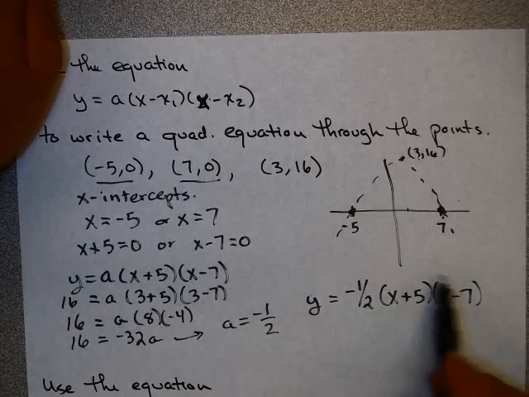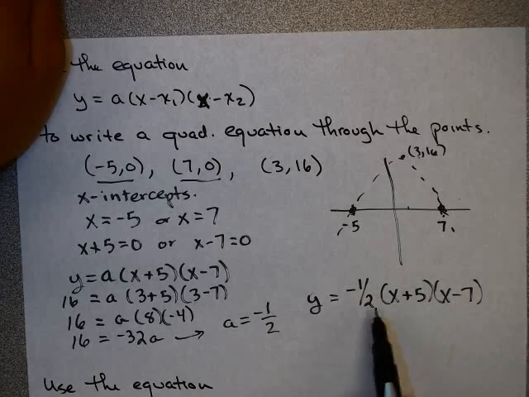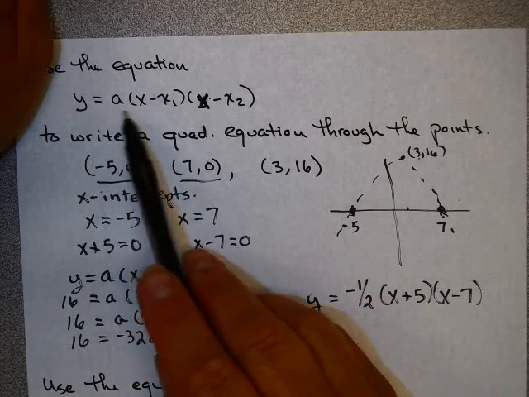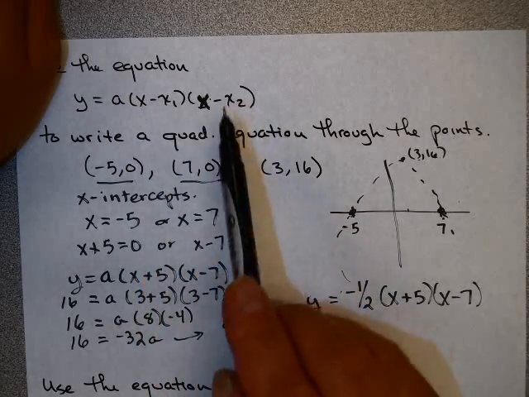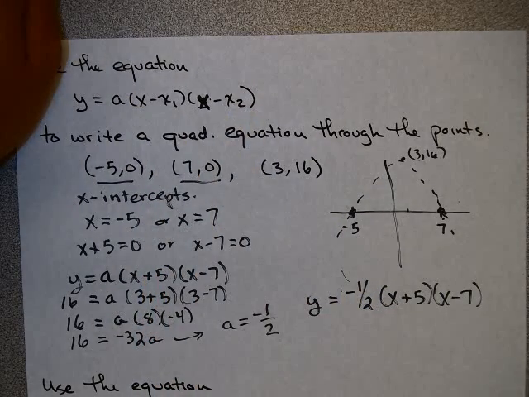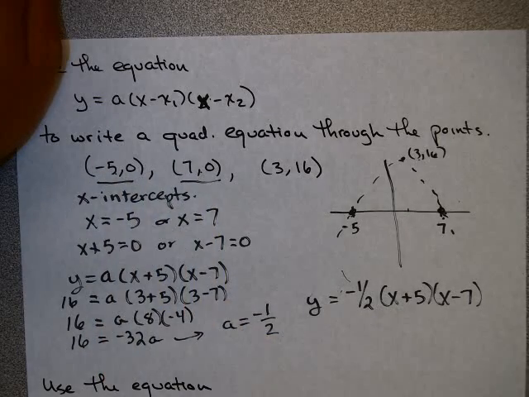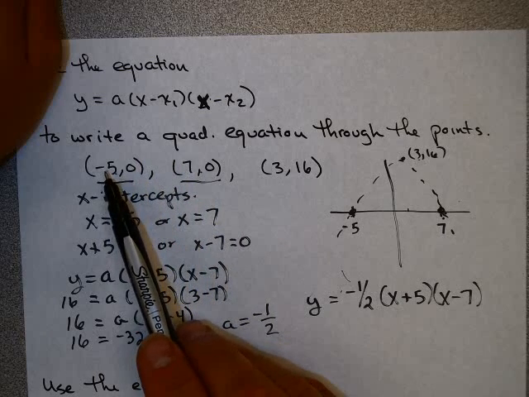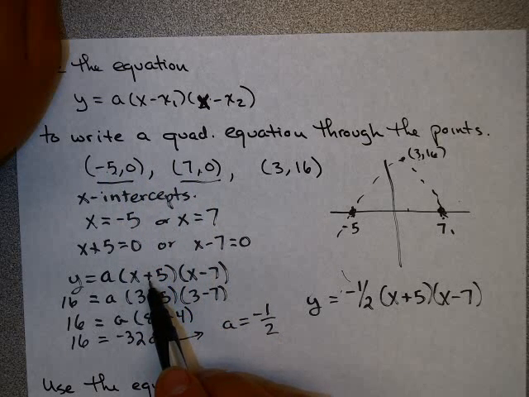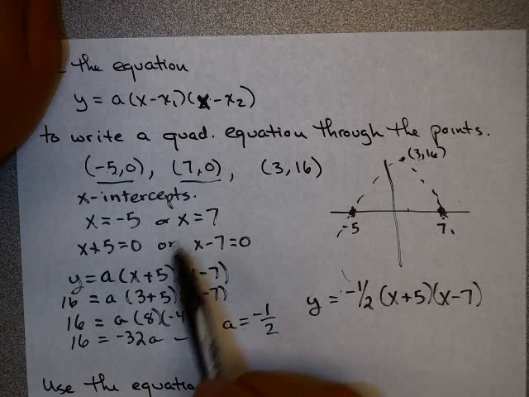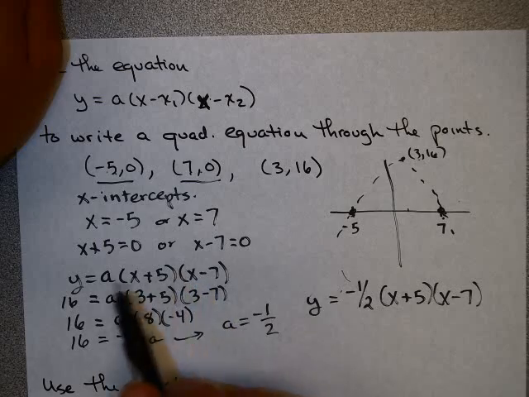Now, you're welcome to multiply this out. On the quiz, I would not mark it wrong if you left it in this form. So it asks you to write a quadratic equation in this form. A here is negative 1/2, and these are my two factors. Now, what was key to this problem is that these 2 points were x-intercepts. And you'll notice if the x-intercept is negative 5, then x plus 5 is your factor. And if the x-intercept is 7, then x minus 7 is your factor.